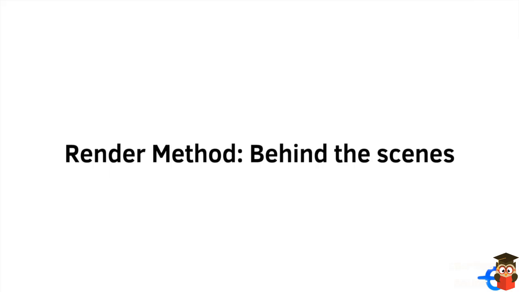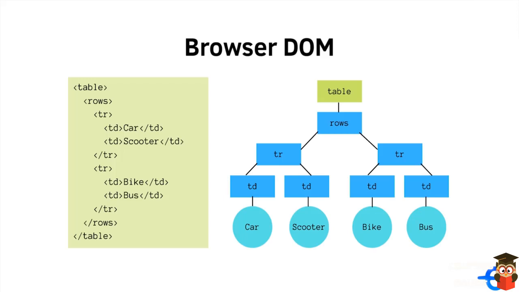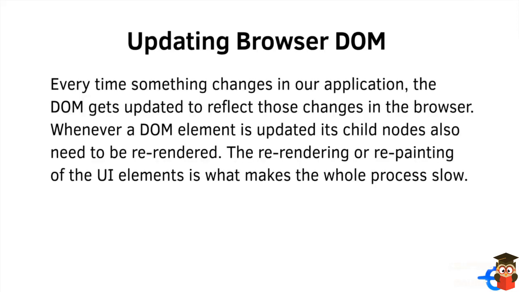In this video, we will talk about virtual DOM and what happens when the render method is called. We all know about the browser DOM. It stands for Document Object Model and it represents our web app in a tree-like structure. Every time something changes in our application, the DOM gets updated to reflect those changes in the browser.